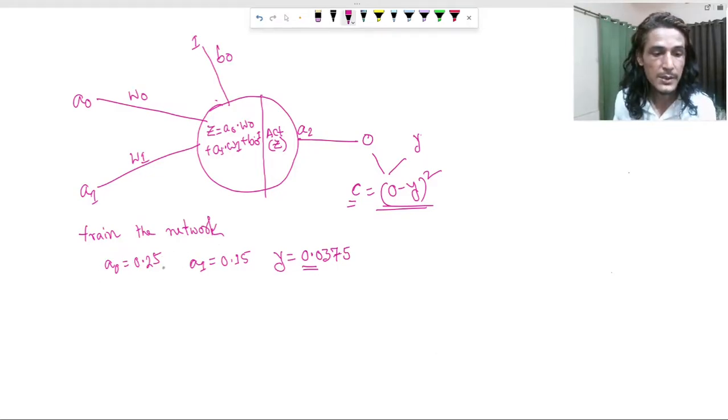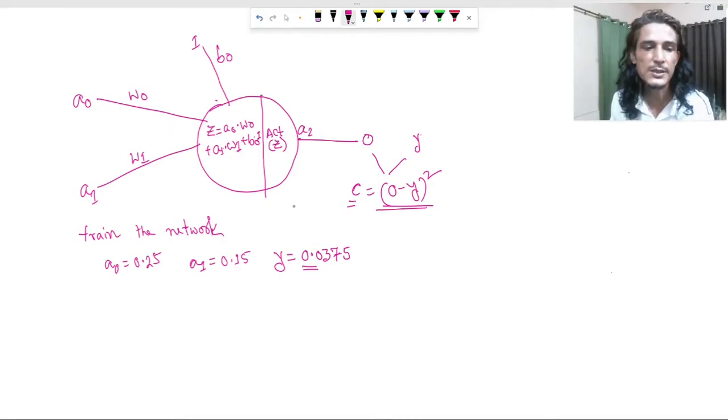When this input is 0.25 and this input is 0.15, we want this network to generate the output as 0.037. That's what we want this neuron, or this network, to train for. Now we know what we want, and we also know what internal operation this neuron is performing on its inputs.